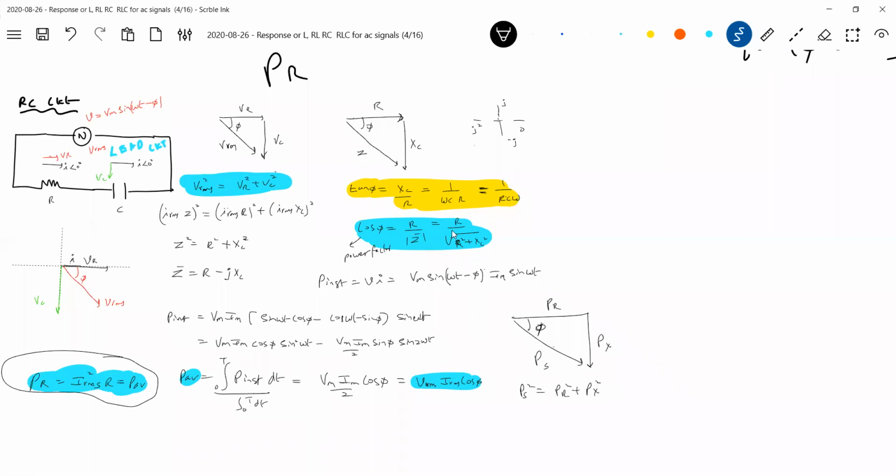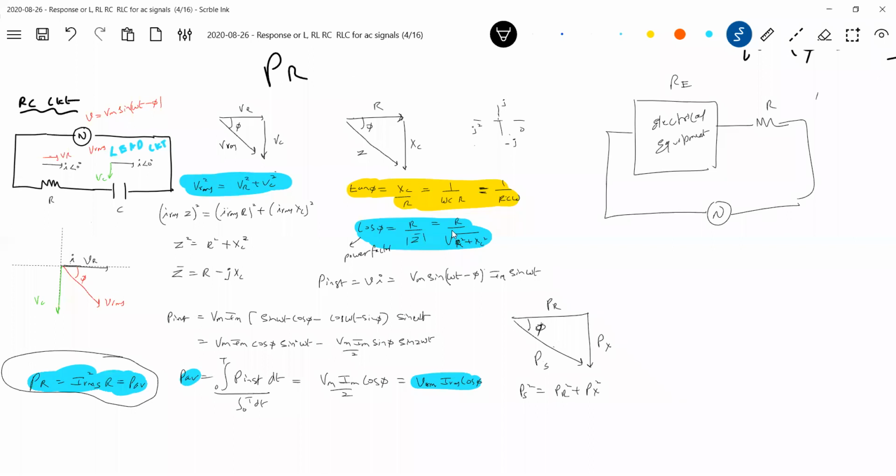So how can I protect electrical equipment? If this is the electrical equipment, it should be protected from high voltages. Therefore, let me introduce one resistance. Electrical equipment will have a resistance, which I'll call RE. Then I'll make R 10 times RE.